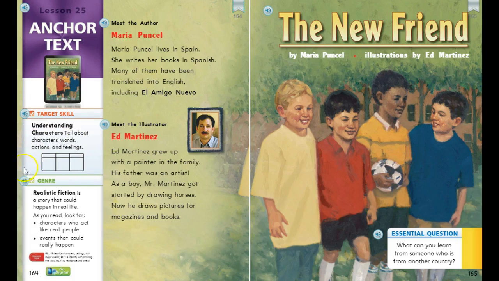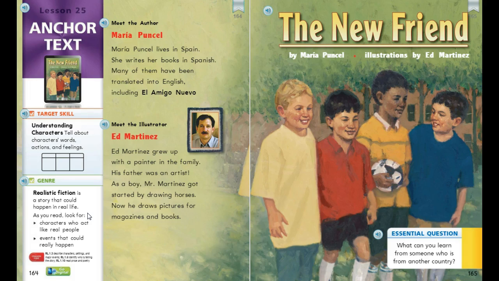Here you'll see the understanding the characters, the words, the actions, and the feelings graphic organizer. This is a realistic fiction story. And realistic fiction tells made-up stories about people and events that could happen in real life.